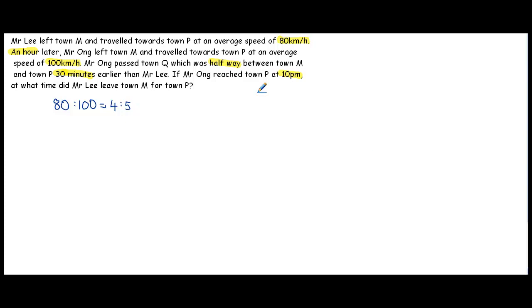So we have a line to show town M and town P, and town Q, which is halfway. M, P, Q. We also have Mr. Lee and Mr. Ong. The ratio of Mr. Lee's average speed to Mr. Ong's is 4:5. So we can draw this as well.